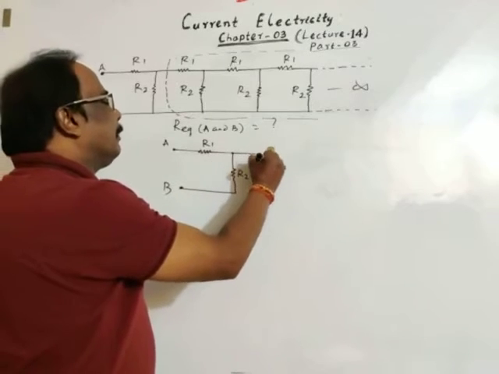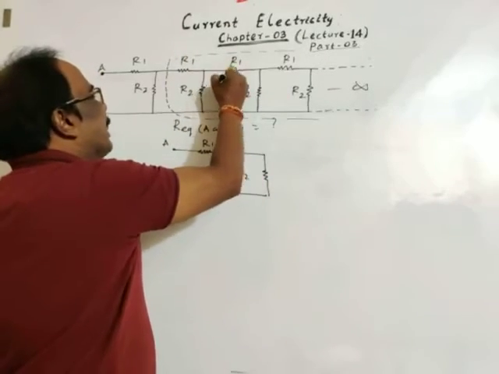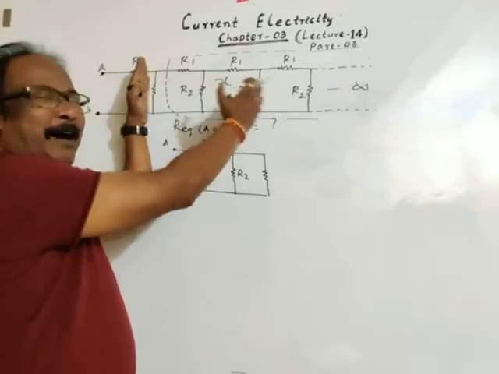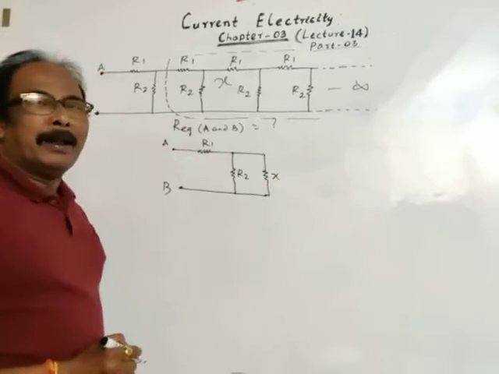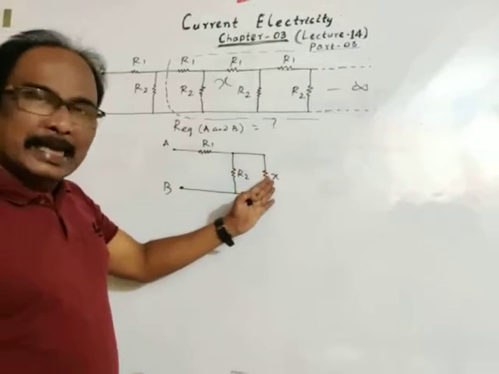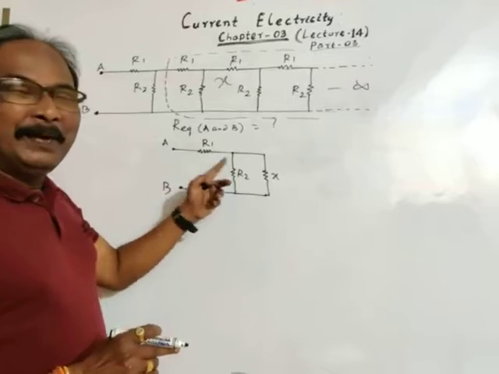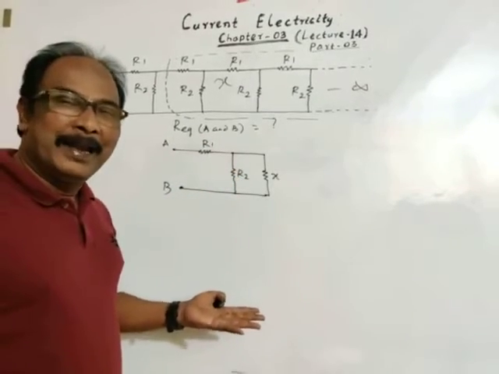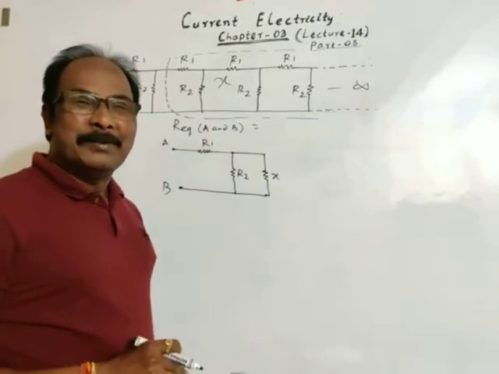Then we combine the total resistance, which is X. Equivalent resistance of these infinite sets is X. So this is X. Now, equivalent resistance of infinite sets is X. We have to combine again two resistors, R1 and R2. Then what will be the final equivalent resistance between A and B?